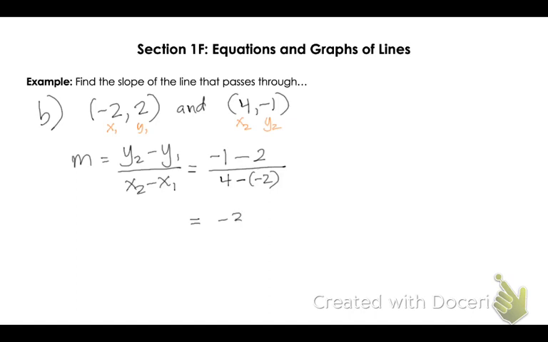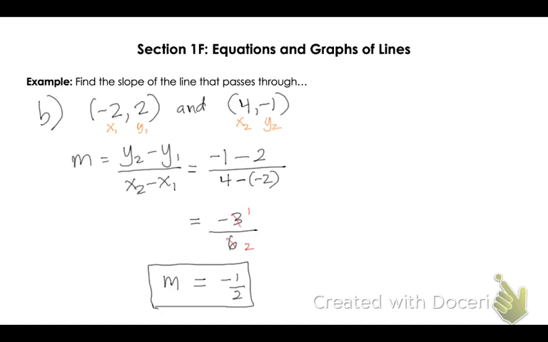-1 minus 2 is -3. 4 minus -2, that's 4 plus 2 is 6. Those are the same numbers as last time, but they're in a different spot. The smaller number's on top. So when I reduce that, 3 goes into 6 2 times. So that's going to reduce to -1/2, and that's our slope for this line. That's a smaller number. Last time it was 2, this time it's a half. So we expect this to have a gentler slope because it's got a smaller slope.